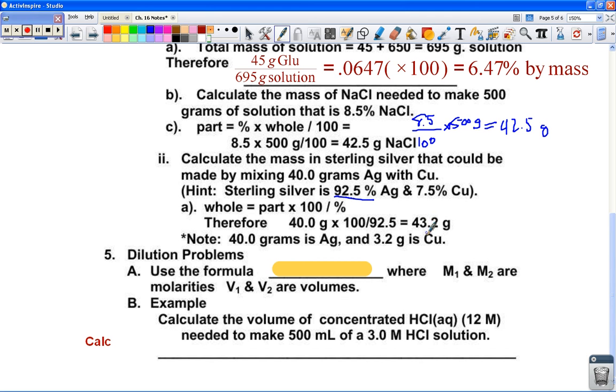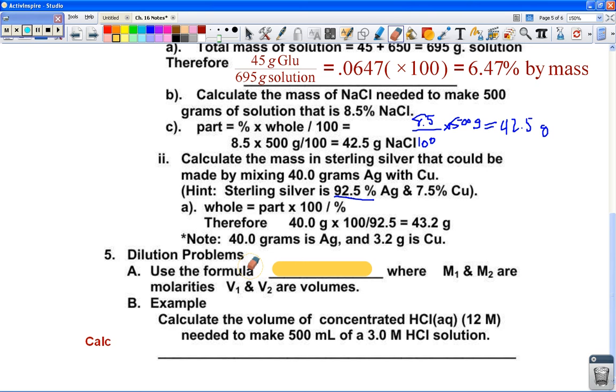Finally, we have dilution problems. This is the last kind of math that we're going to do for this, although this is usually the most confusing. We can change concentrations. In fact, in chemistry, we make our solutions by taking highly concentrated stuff and diluting it so it's safer to use in the lab. But it's more efficient to send chemicals at high concentrations.